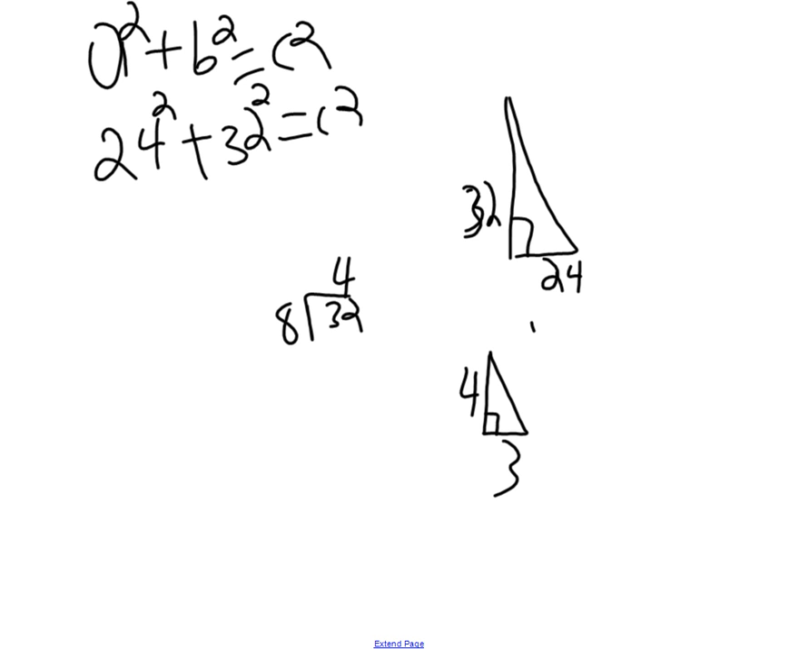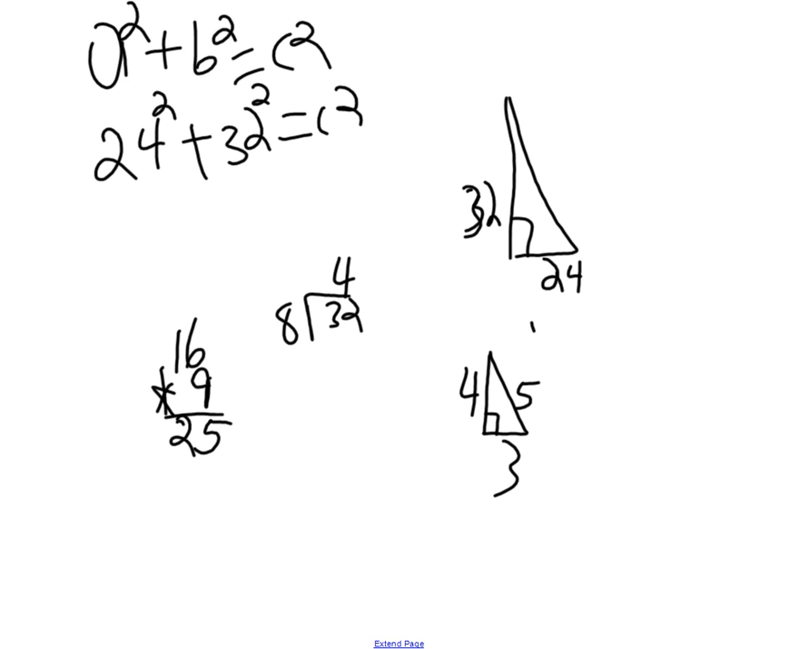So we could do 3 squared plus 4 squared. 3 squared is 9, plus 4 squared, 16. So 9 plus 16 is 25. So C squared would be 25. We take the square root of 25, which is the number times itself. So our little triangle, C would be 5.